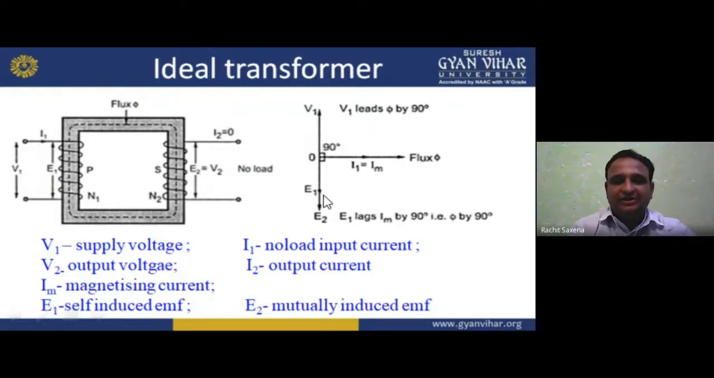So it is V1, here we have E1 and E2, and E1 lags IM by an angle of 90 degrees, that is phi by 90 degrees. Why? Because I am telling you about the ideal condition. In the practical condition the angle will not be 90 degrees, it will be less than 90 degrees, lagged by some angle, that is phi. So here it is 90 degrees. So understand the ideal transformer.